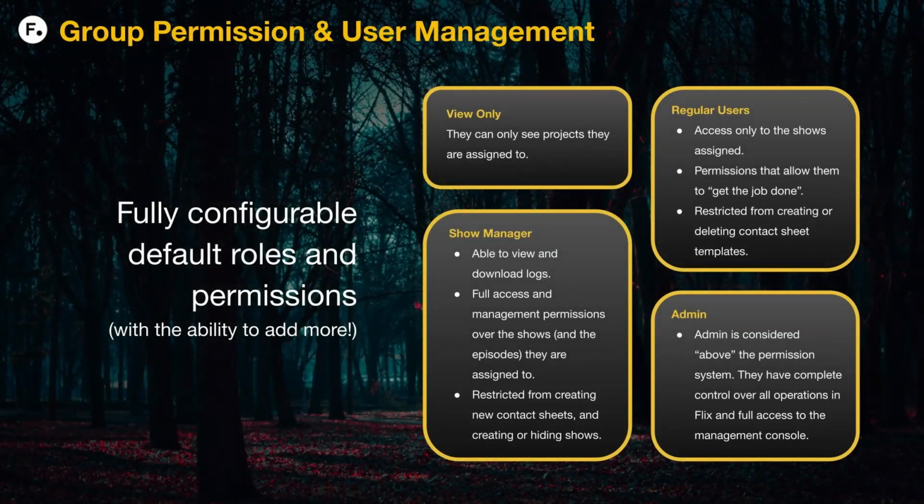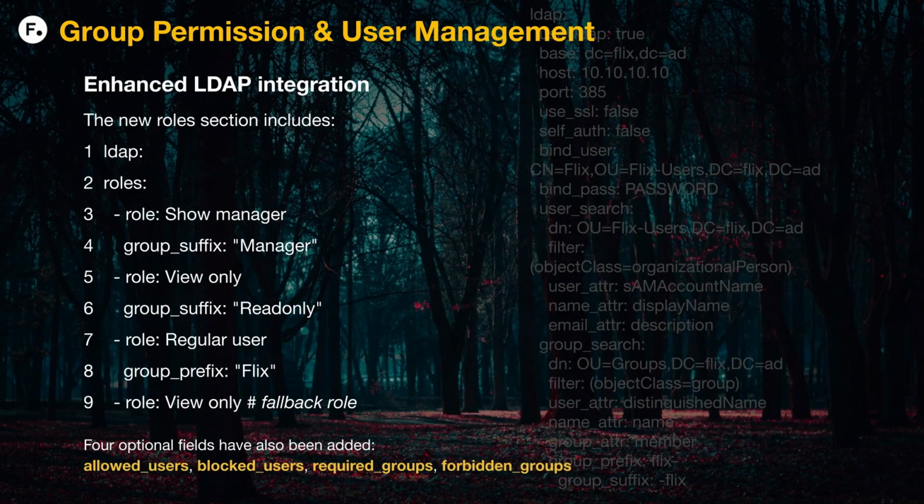Rather than just the admin and non-admin role option found in Flix versions prior to 6.5, the Flix Management Console has been updated to allow more specific groups, roles, and permissions to be assigned to users. Flix 6.5 now includes 4 roles by default, all of which are fully configurable with the exception of the all-powerful admin role. In addition to OAuth protocols, Flix also supports LDAP.